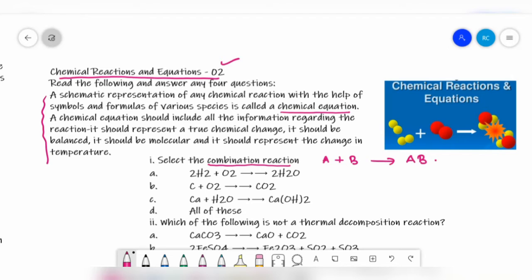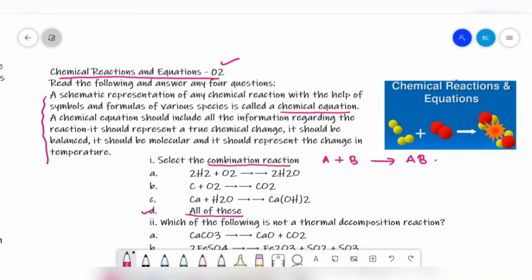So when you look at these examples given there, 2H2 plus O2 will give you 2H2O. Then C plus O2 giving CO2. Then Ca plus 2H2O will give you Ca(OH)2, that is calcium hydroxide. So when you look at these reactions, you can see all of these are combination reactions. Okay. So your answer will be all of these.